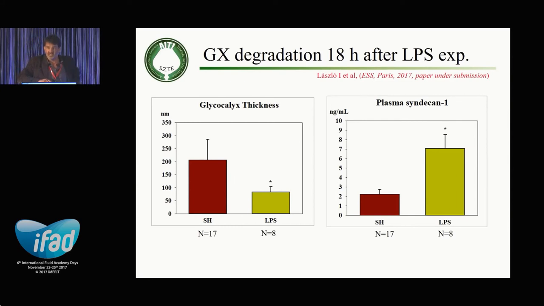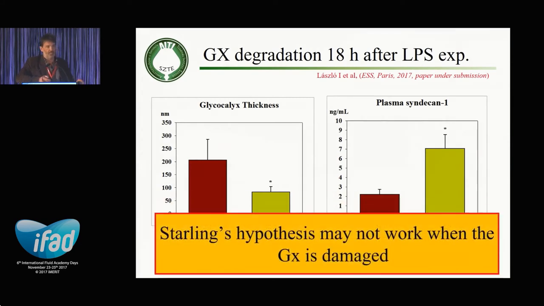And indeed, this is the last slide I'm going to show you. When we gave LPS to mice, we measured the thickness of the glycocalyx, we have a special new software to do that, and we measured glycocalyx degradation products. Within 18 hours, the glycocalyx almost disappears from the animals, and the degradation markers triple. So there is a problem in critically ill patients. Starling's hypothesis may not work when the glycocalyx is damaged.